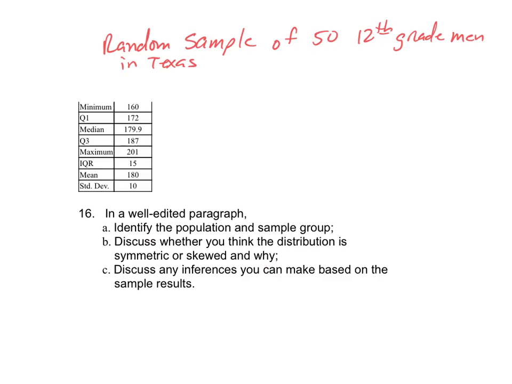On problem 16, we need to identify the population and sample group. Well, the sample group's already listed for you in the initial index of the problem. So the random sample of 50 12th grade men in Texas. So our sample is 50 12th grade men in Texas. So it's this one right here. Okay, so there's 50 of them. Well, take away that 50, and we want to talk about all 12th grade men in Texas.